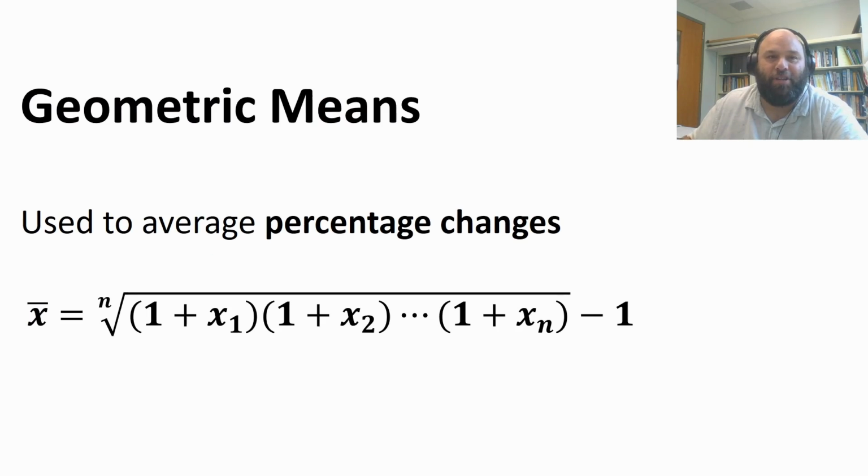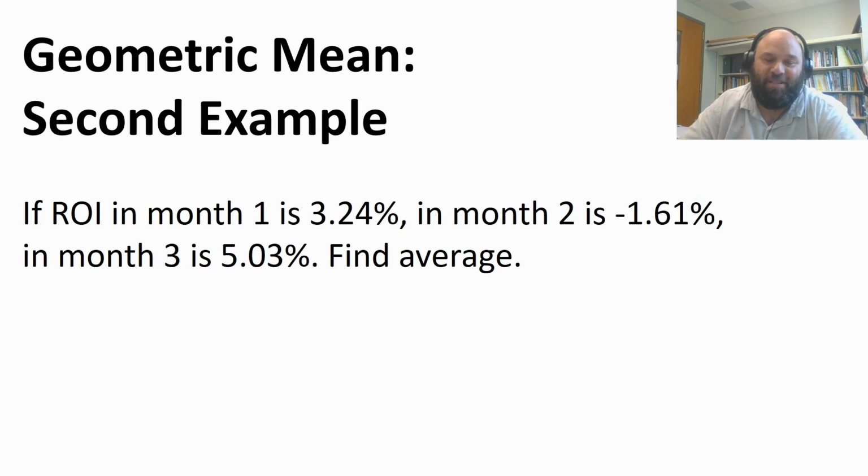So how does this help us calculate geometric means? So we know that the answer when we get a geometric mean has to do with one of these nth roots, where n is the number of percentage changes we're averaging. So let's look at an example where n is 3. So here's our second example. Remember that we're using return on investment. That's the percentage change in an investment over the course of a period of time. So if in our first month, from the beginning to the end, our ROI is 3.24%, then our second month is negative 1.61%, and now in our third month, our ROI is 5.03%.